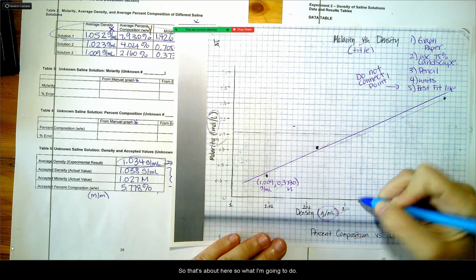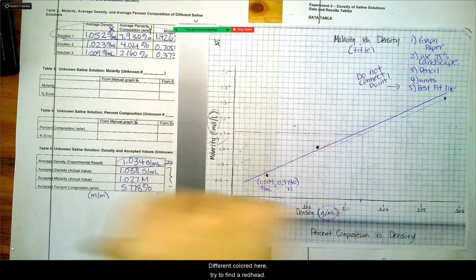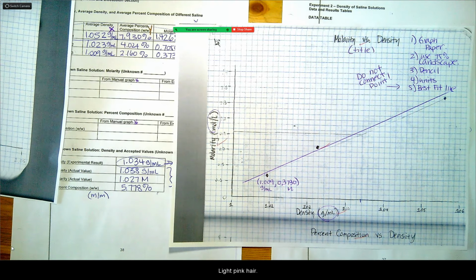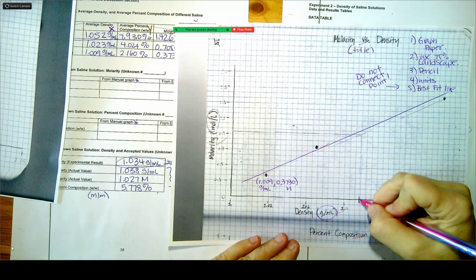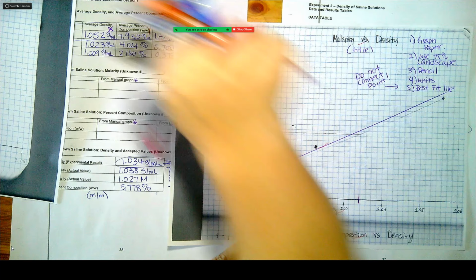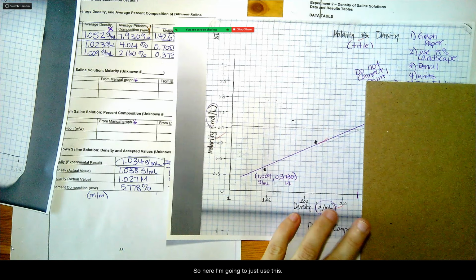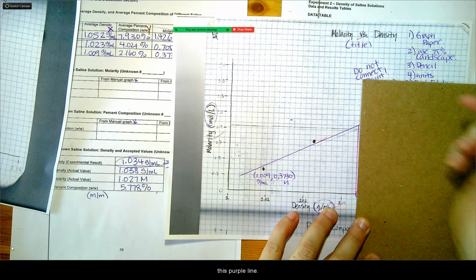So what I'm going to do, let me find a pen that's a different color here. I'm going to try to find a red pen, or a pink pen at least. I'm going to use my pink pen. All right, I'm just going to use this as a ruler. So it's going to be about here. Let me get all these pens out of the way, and my calculator. And so here, I'm going to just use this as a ruler. You're going to go up to the line. So I'm going to go up to this purple line.